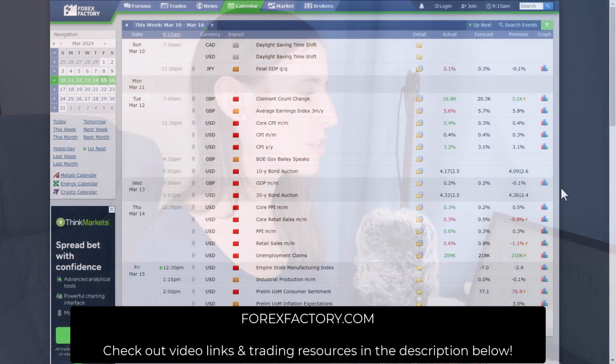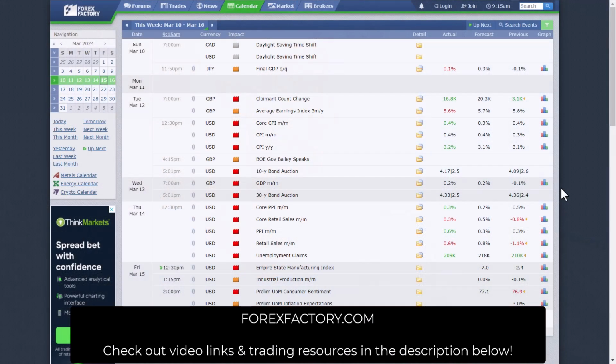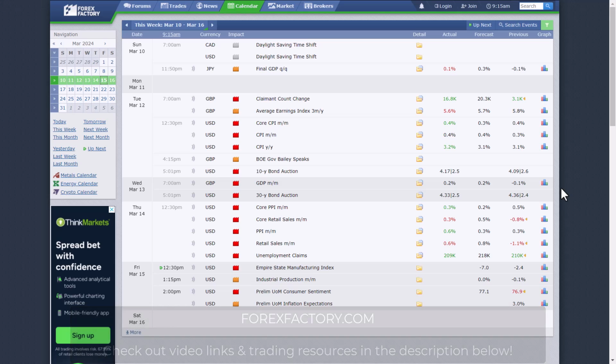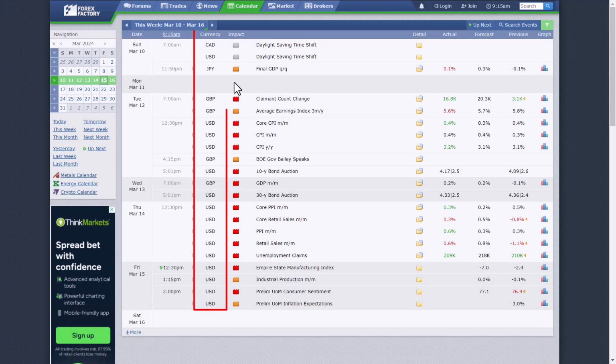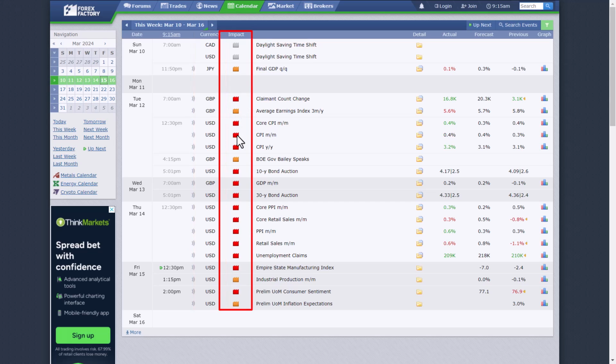I was trying to gauge a bias for the week. Now, before I even touched the charts and looked at the technicals, I wanted to consider the fundamental analysis. So to do that, I jumped onto Forex Factory, which is a free resource. It shows any upcoming economic news and events that are planned for the week. I have this filtered so that I can just see the data for pound and dollar because that's the currency pair that I trade, and I'm only interested in the high impact news events.